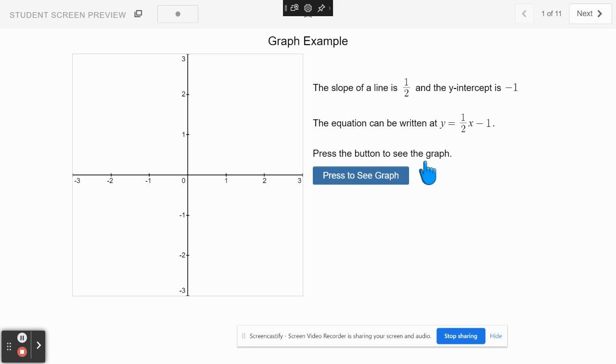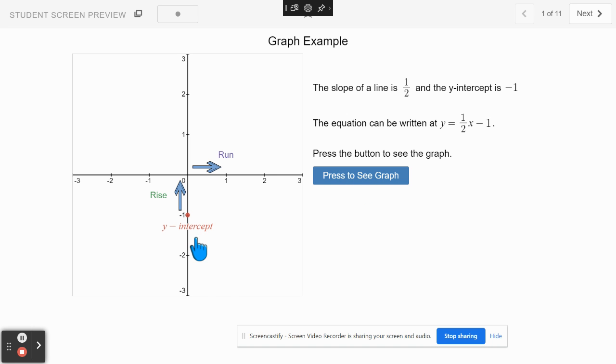All it says for this one is it doesn't want you graphing at all. It just wants you to press to see the graph. Before we press to see the graph, let's look at our equation. Y equals 1/2 x minus 1. The slope of the line is 1/2. The y-intercept is -1. All right, let's press to see this graph.